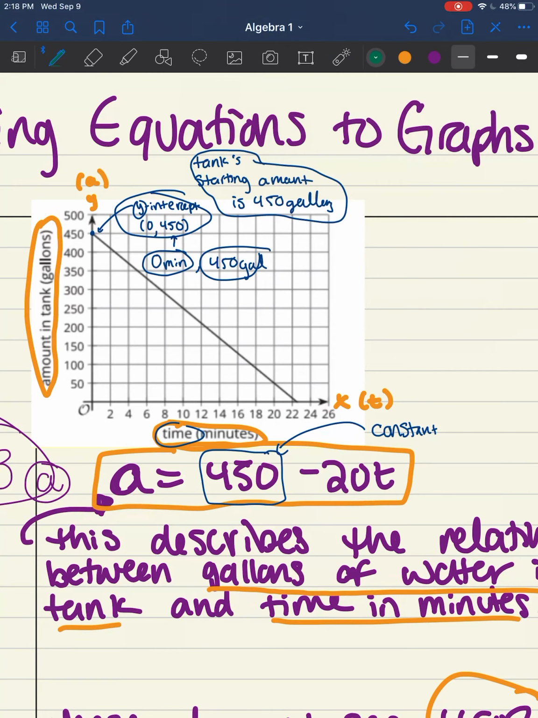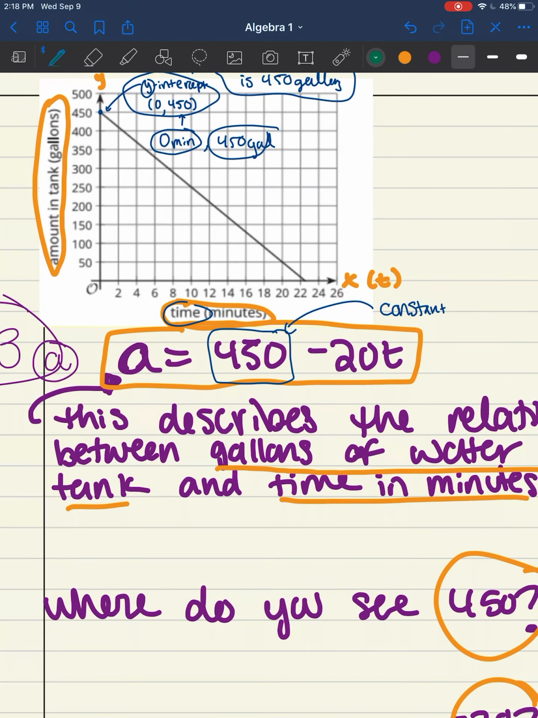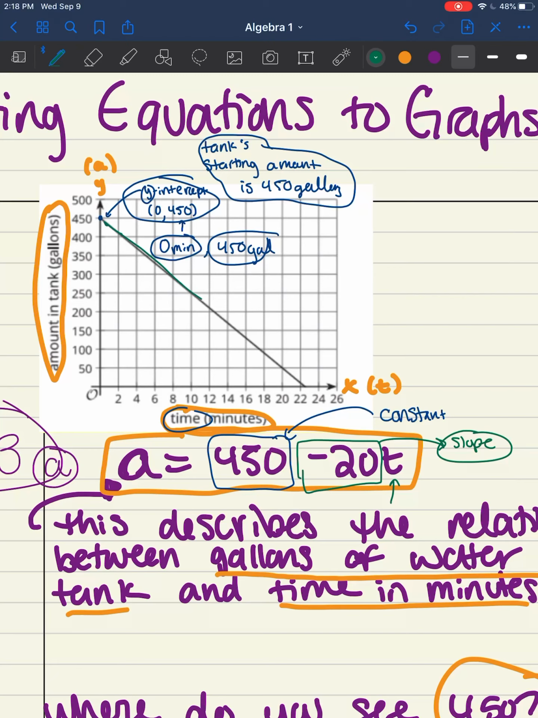Now, let's look at negative 20t. So negative 20 is the coefficient on the input variable. Well, that's always what slope is. So where do we see negative 20? Well, this is a decreasing line. It's going down left to right. So my slope, or m, is negative 20. So what does that mean? Well, if we started out with 450 gallons, clearly the amount in the tank is going down, decreasing.